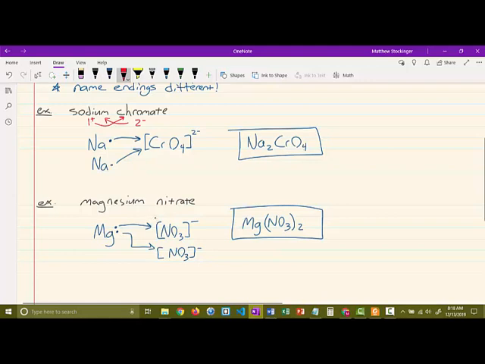Same thing with magnesium nitrate. Magnesium is 2+, nitrate is 1-. That means if I crisscross and put the 2 on nitrate, you can see that happened in the formula. There's 2 NO3s, and there was only 1 magnesium. So that's a nice short way to do it. In the next video, I'll show you how to do the names. They're even easier than the formula.